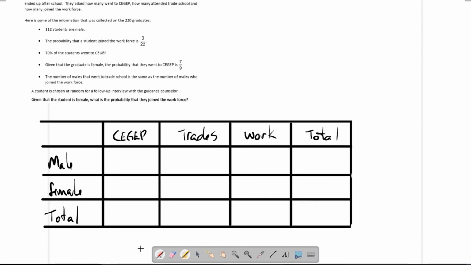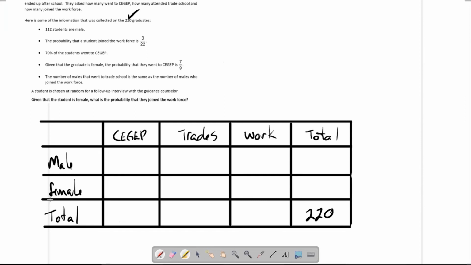So high school guidance counselors following up with recent graduates to find out where they ended up after school. Some went to CEGEP, some went to trade school, and some joined the workforce directly. Here's the information that was collected on 220 graduates. So that's the first useful piece of information I get: I've got 220 graduates. I'm going to add that to my table.